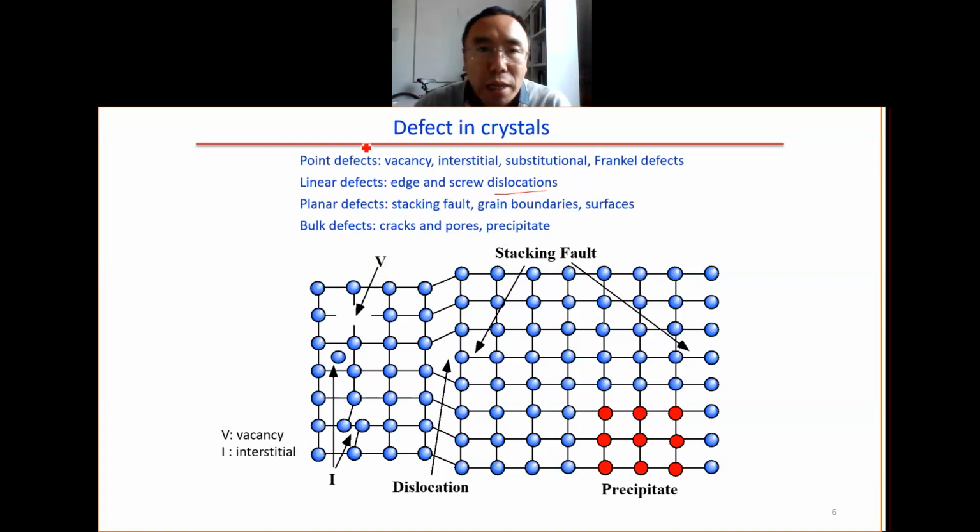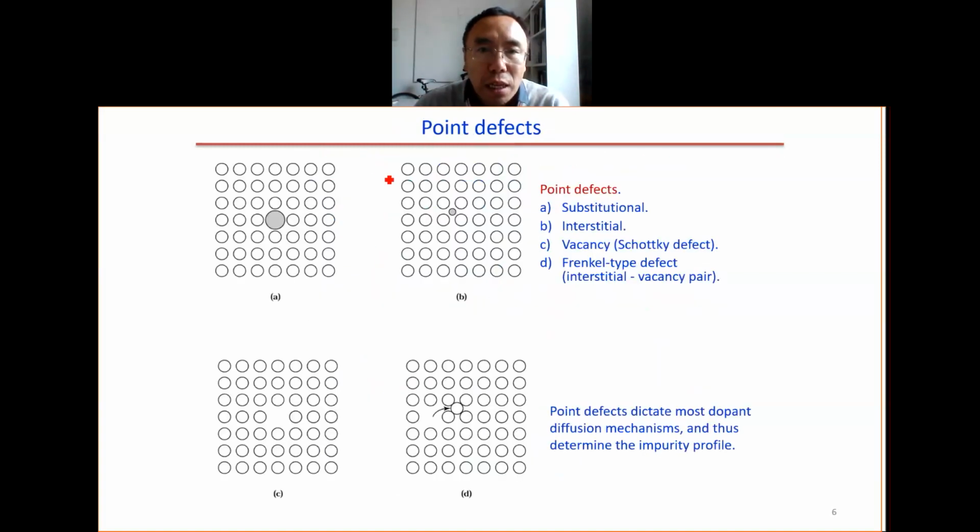So now let's look at the point defect. Point defects are more important because they determine dopant diffusion in the material. We have the substitutional point defect, which for example can be boron; if it's boron, this is doping. This is the interstitial point defect. This one is a vacancy. This one is the Frenkel type defect, which is a pair of an interstitial and a vacancy.